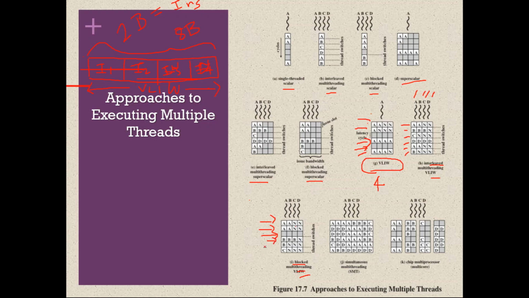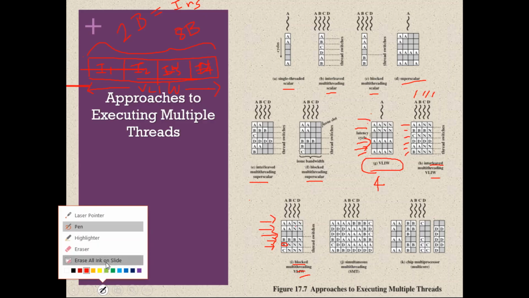Then during the next clock cycle, it tries to execute 4 instructions from B, but it got only 1, and B finished executing here. This is the last instruction of B. So now what happens? The processor is context switching from thread B to thread C. Okay, so this is about blocked multi-threading VLIW.